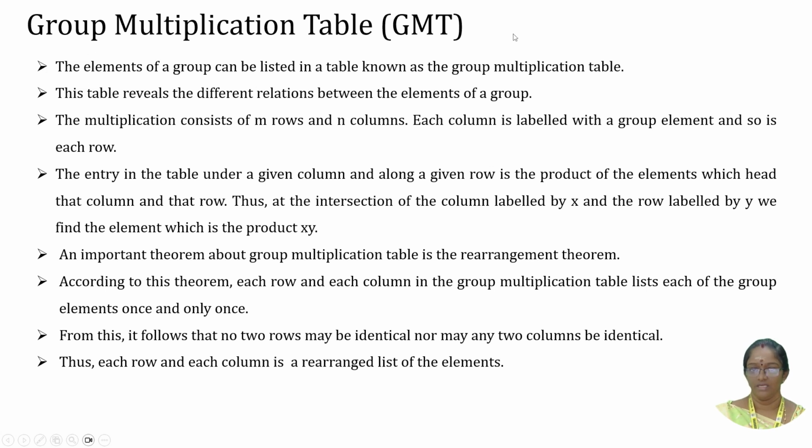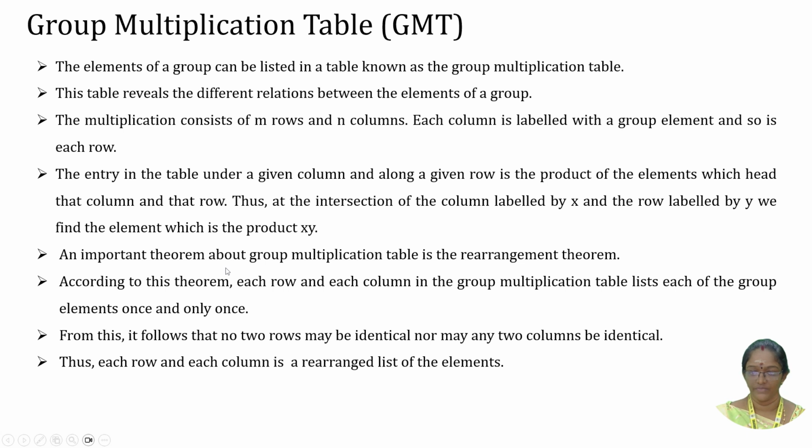Group multiplication table. We list all the elements of a group in a table that is known as the group multiplication table. This table reveals the different relations between the elements of a particular group. A multiplication table consists of m rows and n columns. Each column is labeled with a group element and so is each row. The entry in the table under a given column and along a given row is the product of the elements which head that column and that row. Thus, at the intersection of the column labeled by X and the row labeled by Y, we find the element which is the product XY.